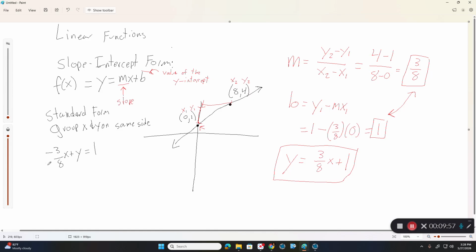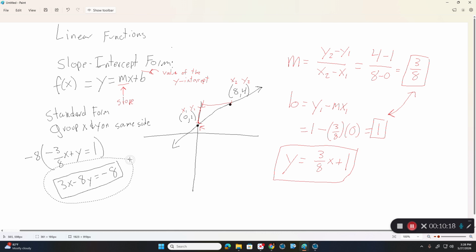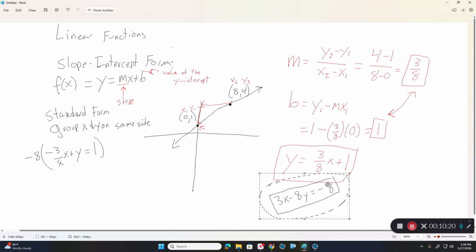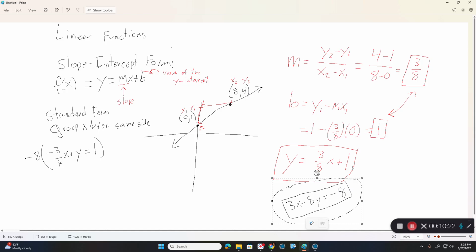Now, there is one more trick: taking it from slope-intercept form, you don't want any denominators. I'm actually going to end up multiplying this by negative 8. So what you get is 3x minus 8y equals negative 8. This line and this line are identical. It's just their presentations are slightly different.